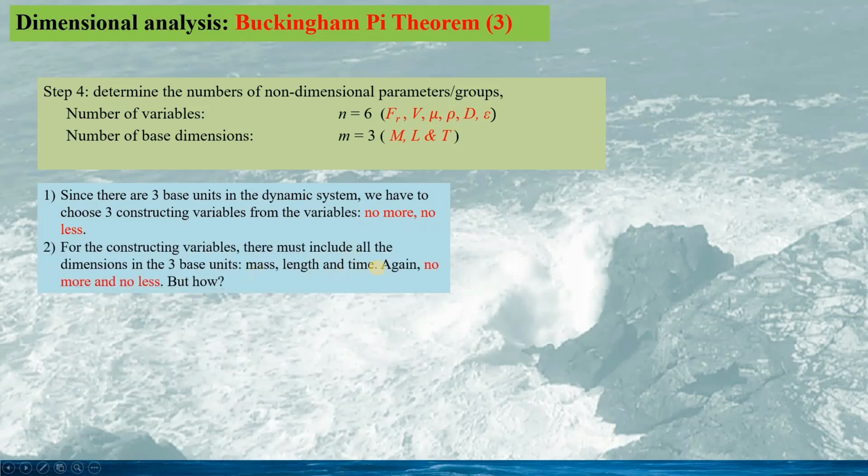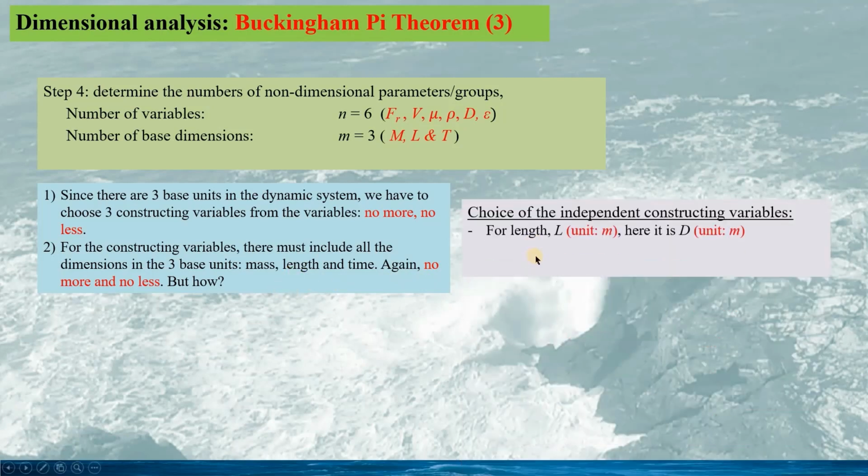And the constructing variables must include all the dimensions for the 3 base units, mass, length, and time. Again, no more, no less. But how can we do this? Obviously, for the length, we can choose the pipe diameter d. It has a unit m, same as the length.